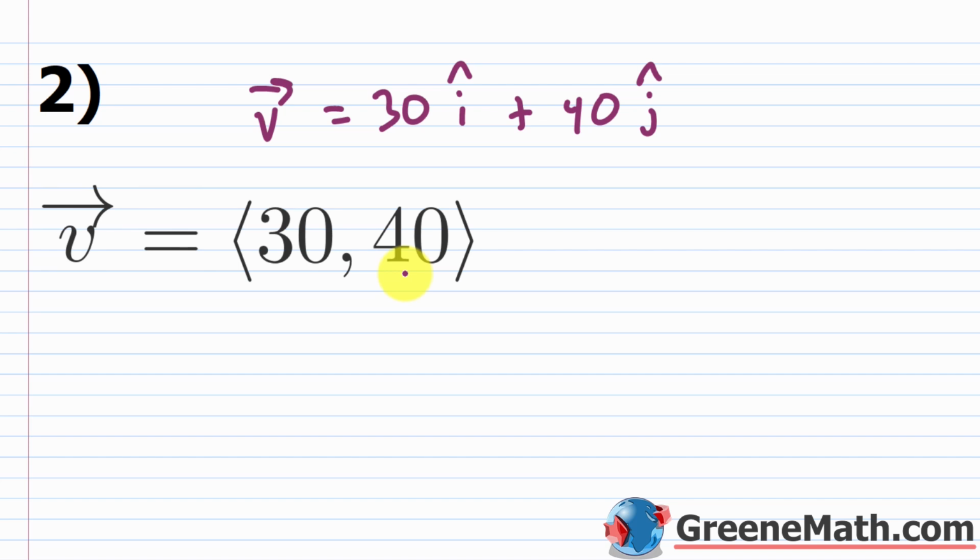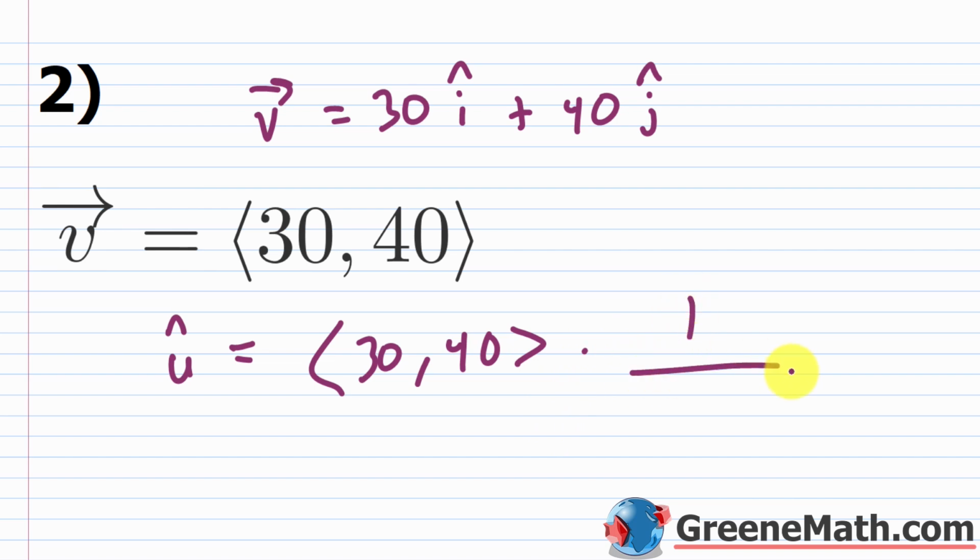Now, if you want to find the unit vector u, again, that just means it has a magnitude of 1 in the same direction as this vector v, meaning the direction angle is the same. You're just going to take this vector v. So let me write this as 30 and then 40 for the components. And you're going to multiply it by 1 over the magnitude of that vector v. So what is the magnitude of the vector v? Well, again, you just take the square root of your horizontal component squared plus your vertical component squared.